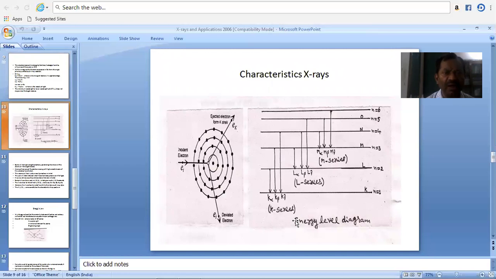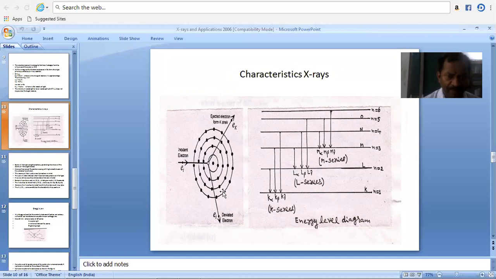Next we will go for characteristic X-rays. The characteristic X-ray spectrum diagram is here and the energy levels are shown here. Here it is the same as in the continuous spectrum. This is the nucleus, the target atom. The first circle is the K shell, next L shell, M shell, N shell, and so on. The shells contain electrons. In the first K shell 2 electrons, next L 8 electrons, next 18 electrons, and so on.